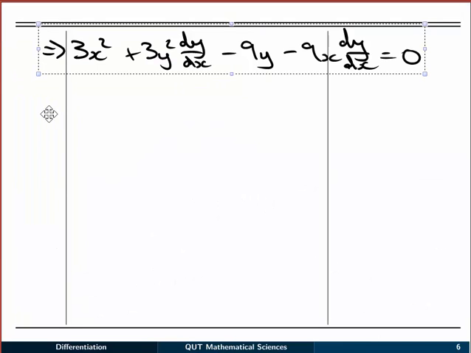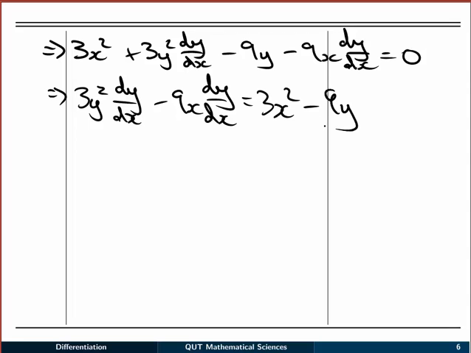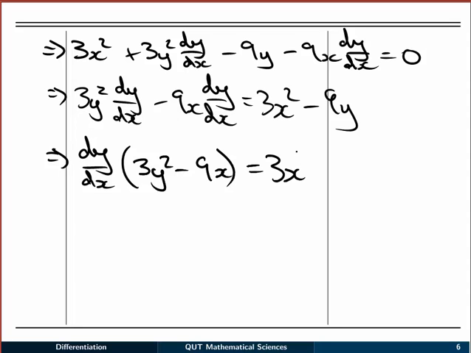Okay, there we go. So now I'm going to put all of the dy dx terms on the left, and take everything else over to the right hand side. So I've got 3y squared dy dx minus 9x dy dx, and that's going to be equal to 3x squared and minus 9y. Now I can factor out the common dy dx factor on the left. We've got 3y squared minus 9x is equal to 3x squared minus 9y. And finally, just dividing both sides by 3y squared minus 9x, and I'm also going to cancel out a common factor of 3 as well.